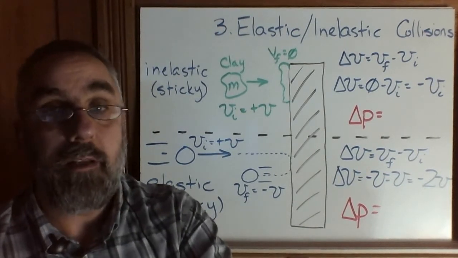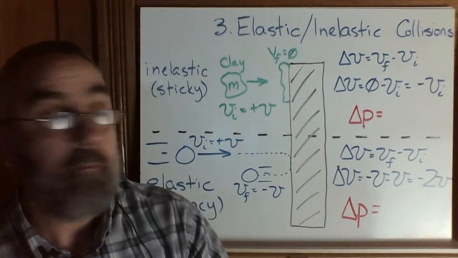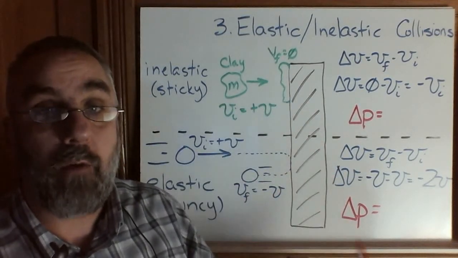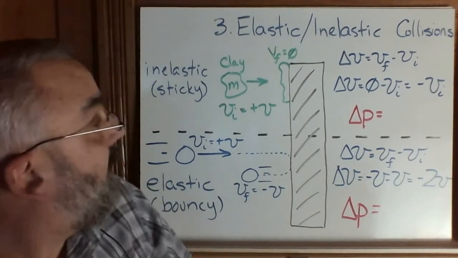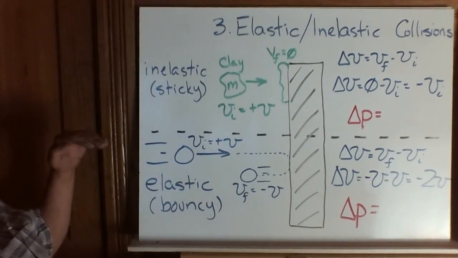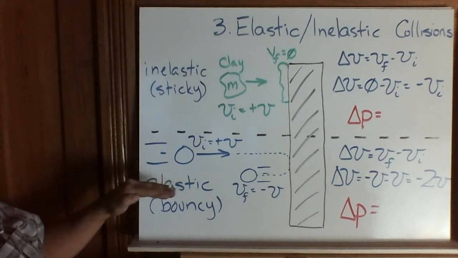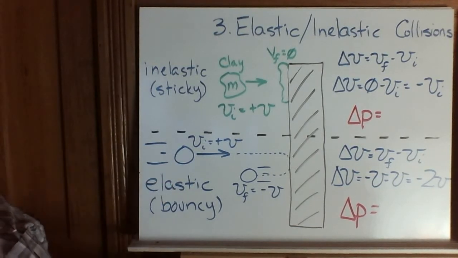Now here I want to talk about elastic and inelastic collisions, and I know this is kind of a busy slide, but let me take you through it. This is supposed to represent an unyielding wall. You can think of it as a brick wall or something like that. And we're going to take a look at two kinds of collisions here. On the top, we've got elastic collisions, and on the bottom, we're going to take a look at inelastic collisions.